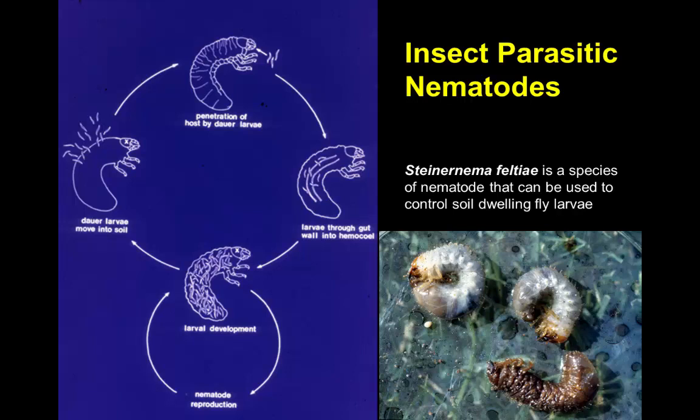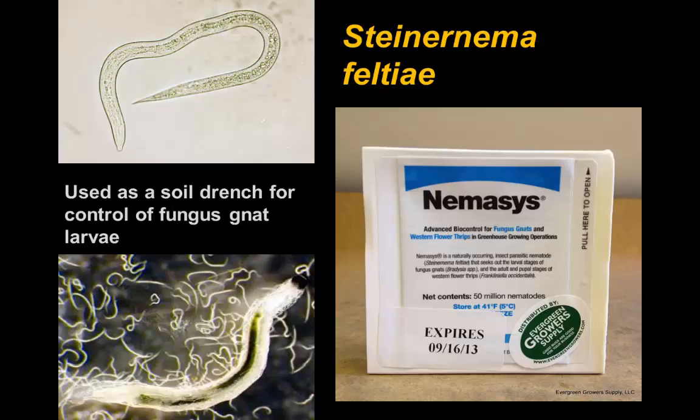Also, insect parasitic nematodes are used for control of fungus gnat larvae and some other soil-dwelling insects in pots. These are nematodes that develop within insects, releasing a bacterium into the susceptible insect and then developing on the insect after it has been killed. The specific kind most widely used for fungus gnat control is Steinernema feltiae, and it is used again as a soil drench. It would be a mixture of these nematodes, and they would move through the soil, and you would hope that they would successfully invade the body of a fungus gnat larva.